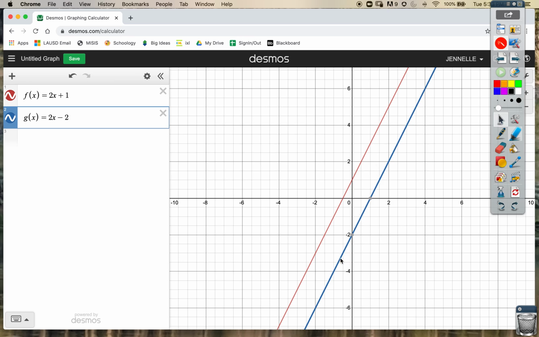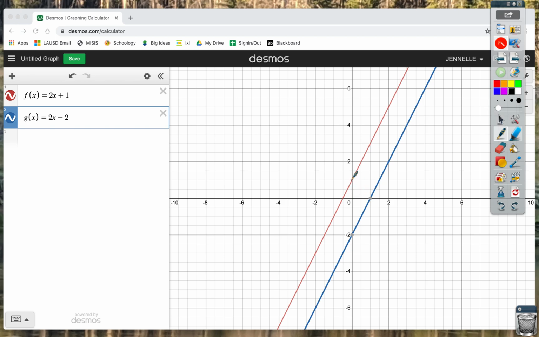So take a look at the blue function, g of x. Here was the original. Did it move down 3 places? Well, I'm going to look right here. This one started at 1. Here's the 3 places that it moved. You can see it a little better. So that's 1, right? So it went 1, 2, 3 places down. So that is correct. Great job.